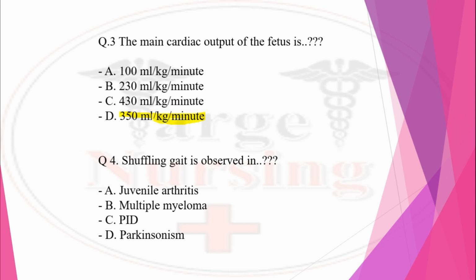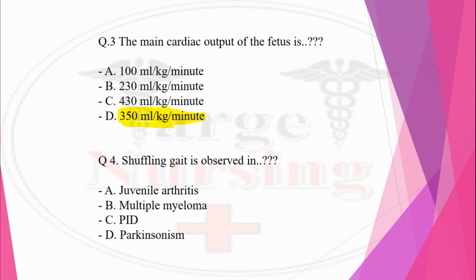This is the main cardiac output of fetus. Cardiac output कितना होता है fetus का, 350 ml per kg per minute. It's the cardiac output of fetus. Okay.